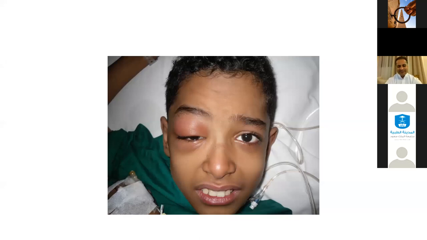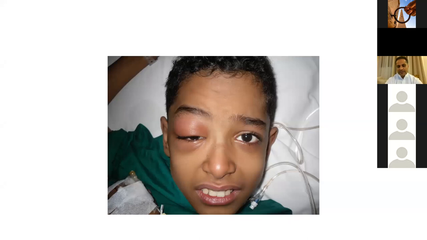Rakan, let us assume that you're the on-call on this child. I think he's an 8 year old boy. He came to you because of pain and redness that started yesterday in his right eye. Before that, he was okay.